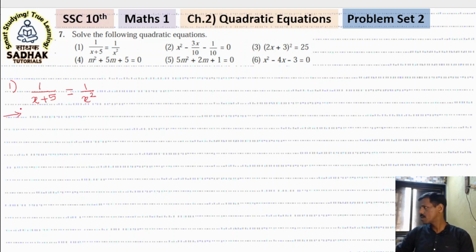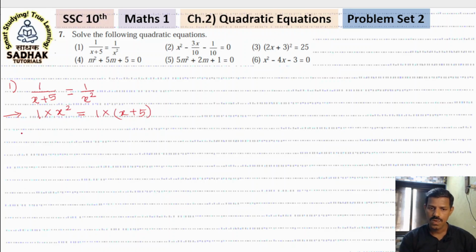The proper form of a quadratic equation is ax square plus bx plus c is equal to 0. So we need that form. For doing that, we have to cross multiply. So this 1 will be multiplied by x square, and this 1 on the right hand side will be multiplied by x plus 5. Because it is a binomial, we will put it in the bracket. That means 1 will be multiplied by x also, and then 1 multiplied by 5 also.